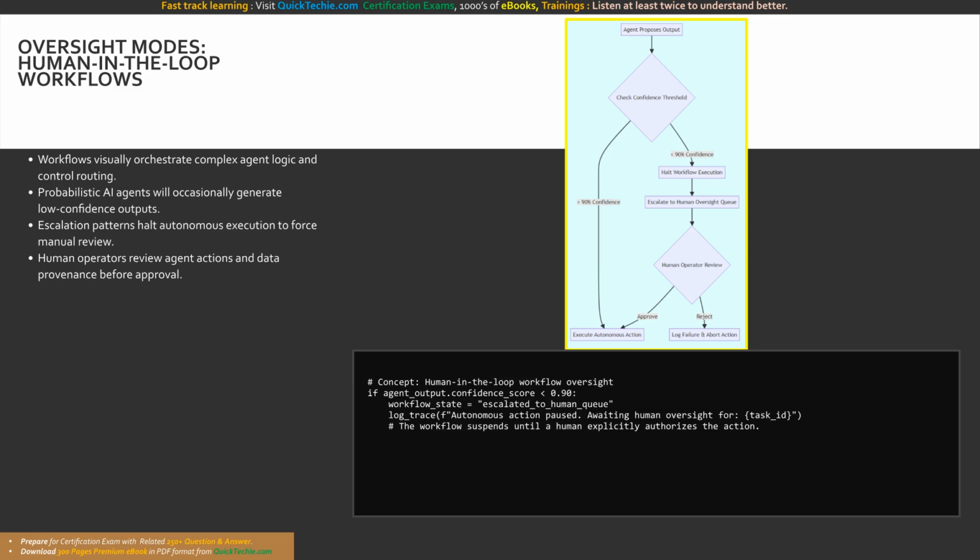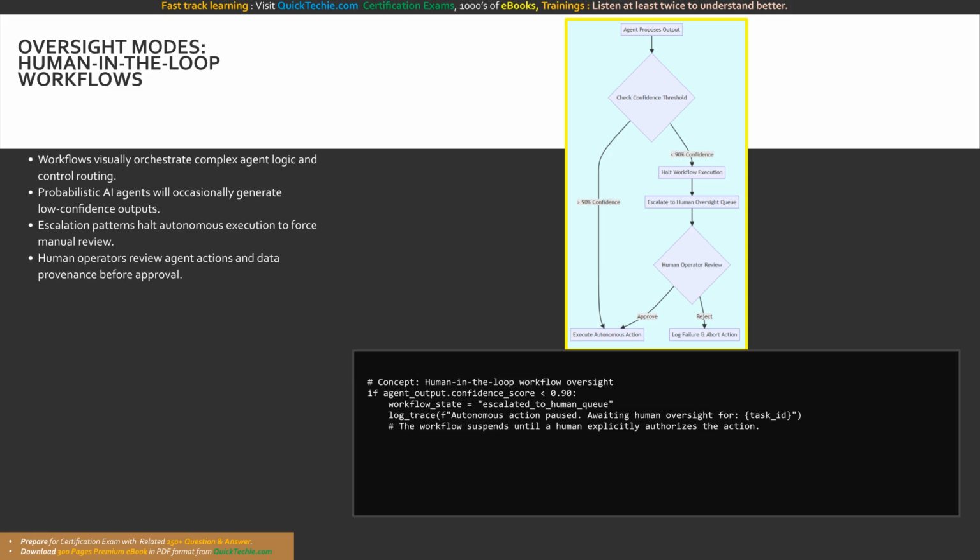By implementing these rigorous escalation patterns, you drastically reduce the risk of catastrophic autonomous failures. You ensure that highly sensitive business processes always remain strictly under human supervision, while still benefiting from the immense speed and analytical power of the AI agent, creating a highly resilient, fully auditable operational framework.